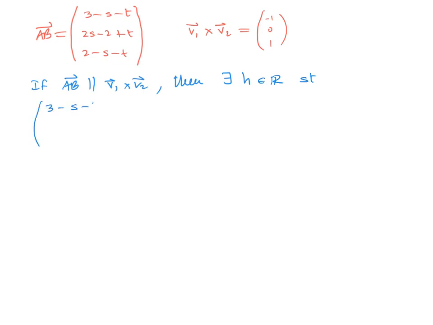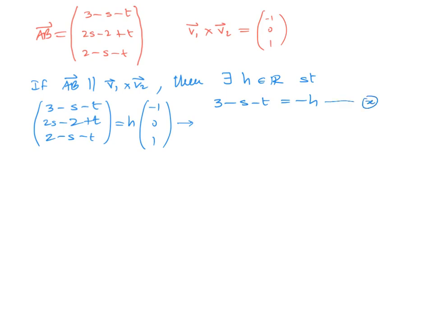So 3 minus S minus T, 2S minus 2 plus T, 2 minus S minus T is going to equal H times the negative 1, 0, 1. So when I put that together, I get three equations. 3 minus S minus T equals negative H. So that's my X equation. And then 2S minus 2 plus T equals 0 is my Y equation. And then 2 minus S minus T equals H, that's my Z equation.